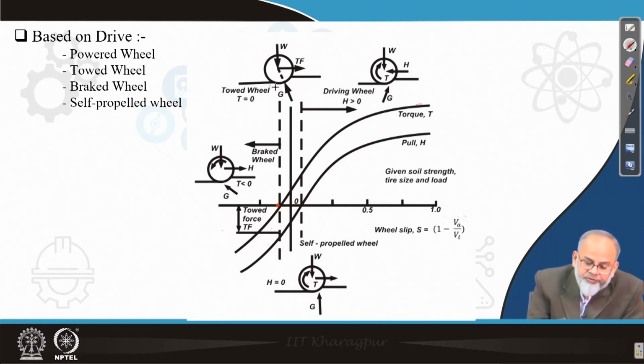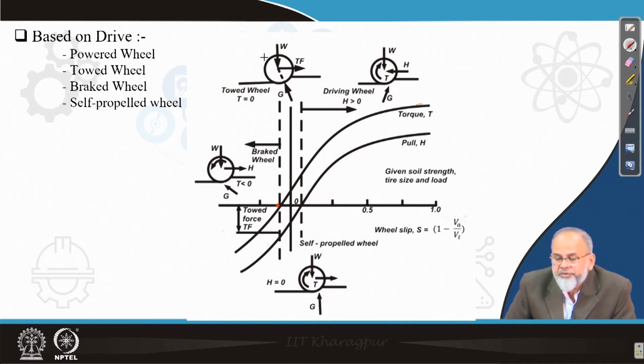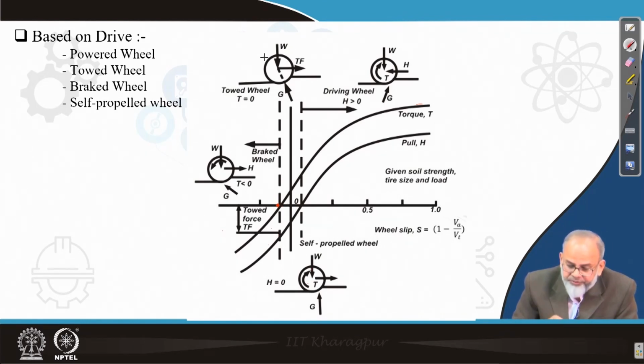The best example of a towed wheel is the wheels provided in a bullock cart. Now the fourth wheel is your powered wheel. In case of a powered wheel, torque is applied, so torque is greater than 0. There will be weight and pull applied, and the soil reaction will be inclined in the opposite direction to that which we can see in case of a braked wheel or a towed wheel.